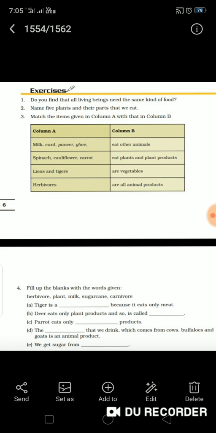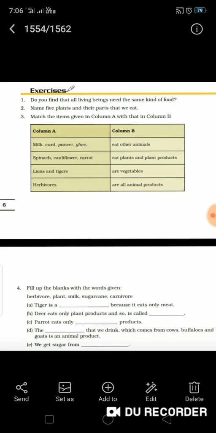So the first one will match with the fourth one. Second is spinach, cauliflower, carrot. These all are vegetables. Third one is lion and tigers. Lion and tigers eat other animals, because they are carnivores. Fourth one is herbivores. Herbivores are plant eaters. They eat plants and plant products. So this is about match the following.